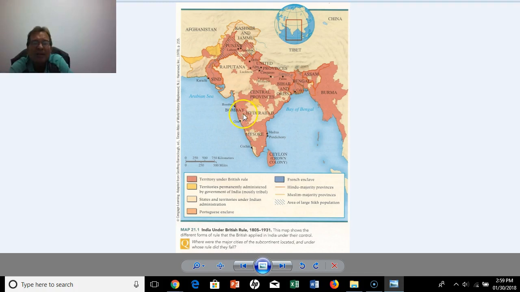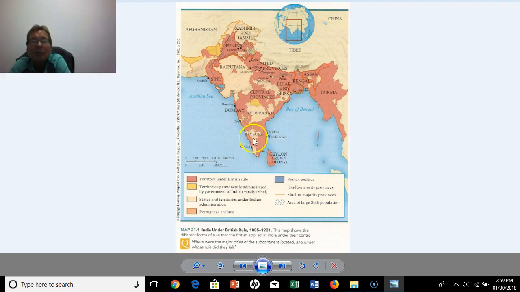There is a Portuguese enclave still in Goa, which was there since the early 1500s after the voyages of Vasco da Gama, as you'll recall from World Civ I. Da Gama was the first to go all the way around the Horn of Africa, and he goes all the way to India. Diaz had stopped and turned around, Bartholomew Diaz. And the Portuguese are still there.